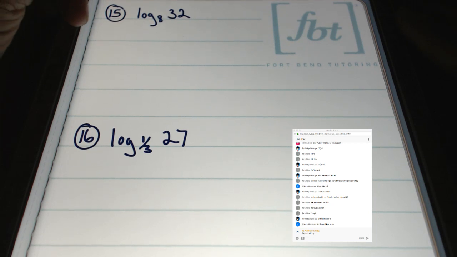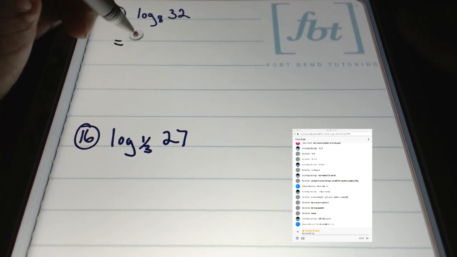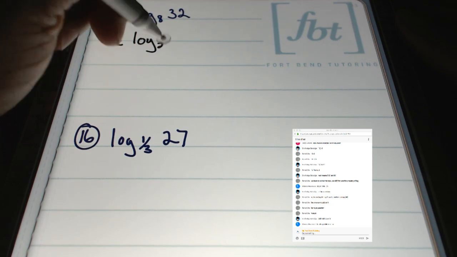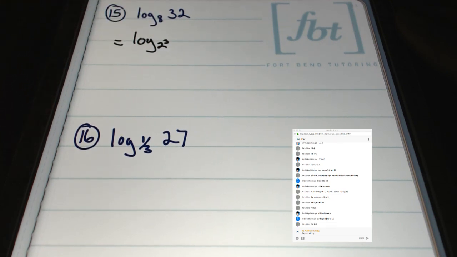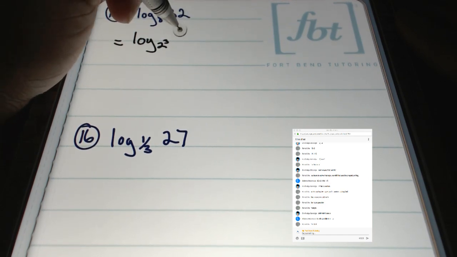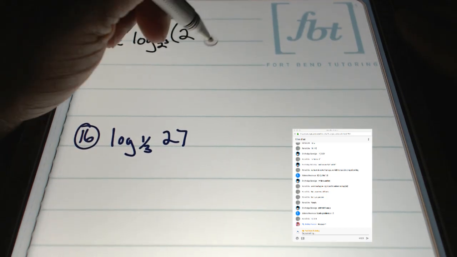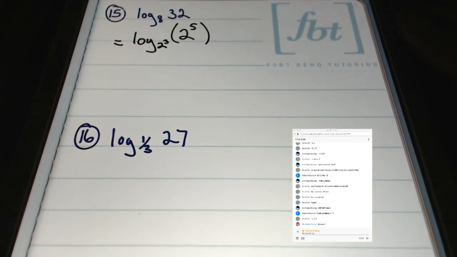So for starters, I'm going to go ahead and show that our base of 8 in the logarithm can be rewritten as 2 to the 3rd power. So what I want to do, guys, is first show that I know that 32 could be written as 2 to the 5th power. All right. So I know that this is the case here. So let's go ahead and hook this up this way. There we go.